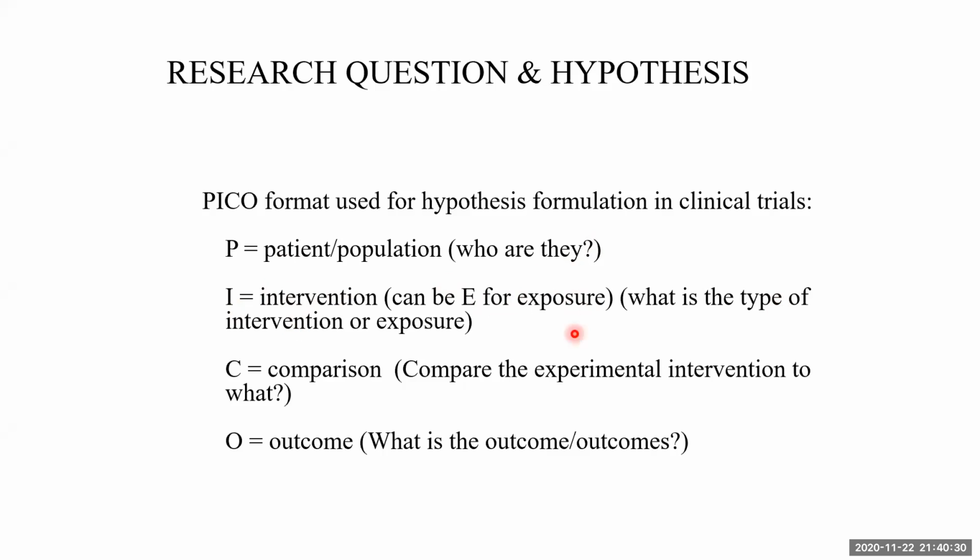What is the type of intervention should be mentioned in the hypothesis. C, comparison. Compared to what? Compare the experimental intervention to what? To a control intervention, for example. What is this control intervention? And also the outcome. What is the outcome or outcomes? Okay, so these are the parameters that should be used to formulate a research question or hypothesis.